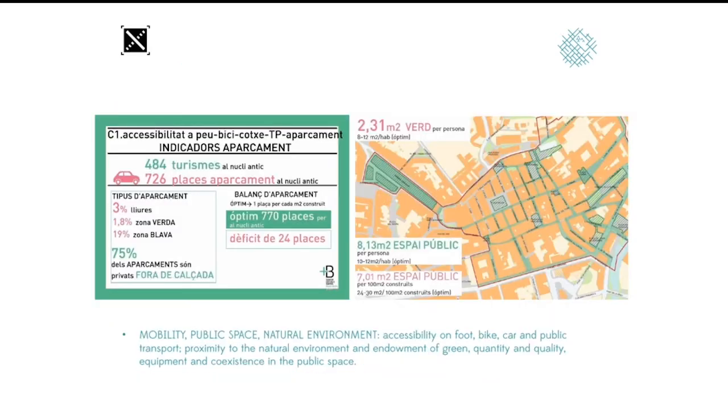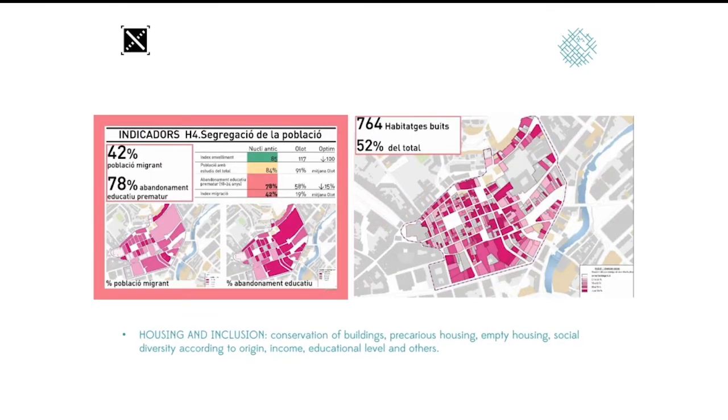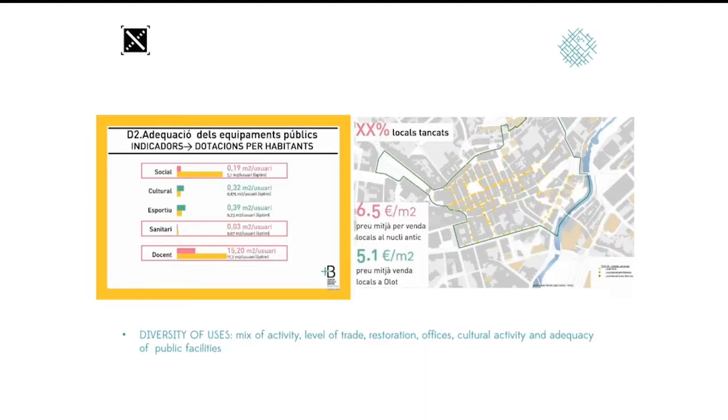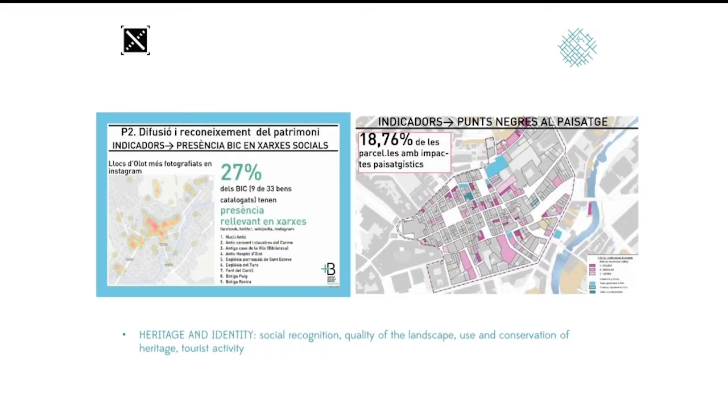And after this, these are some examples of the different indicators, based also on GIS cartographies and mapping. We measure, for example, mobility, public space and natural environment, housing and inclusion, or diversity of uses, and also all the indicators related to heritage and identity, or cultural indicators in this term.